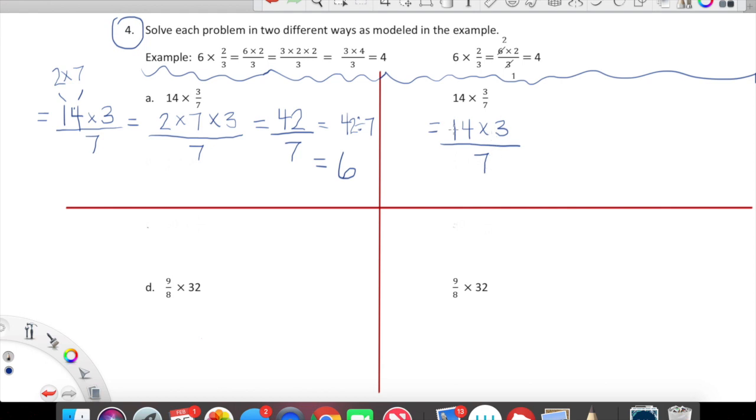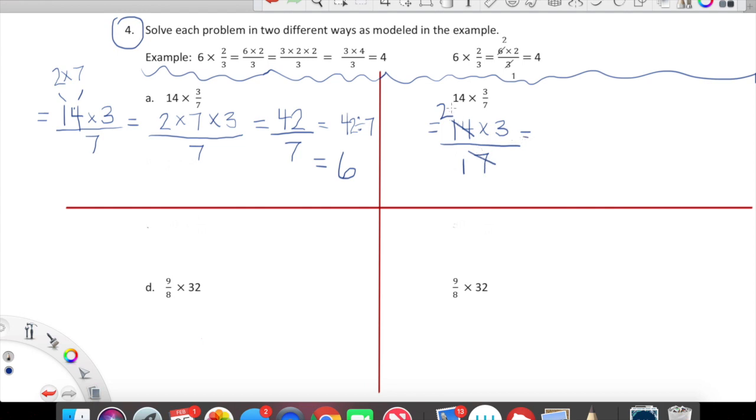Let's look at this now. This really means 14 times 3 divided by 7. We can actually simplify this 14 and this 7 because 14 over 7, we can divide 7 by 7 to make it a 1. We can divide then also 14 by 7, which becomes a 2. So we're actually simplifying these expressions here on the right side before we evaluate.